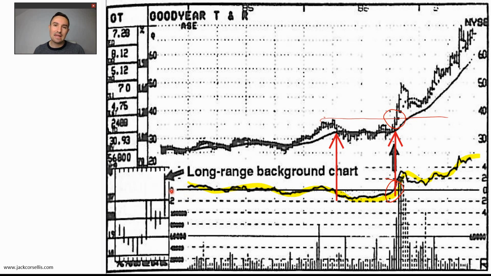So one of the things Stan talks about in his book is that you want to have as many things going in your favor as possible when buying. You always want to be stacking the probabilities in your favor as a trader or an investor. So what Stan's saying is you can see the Mansfield relative strength indicator goes from negative, down here at -2, to -1 territory, and then we're trending up and crossing this zero line. So the relative strength is now improving.